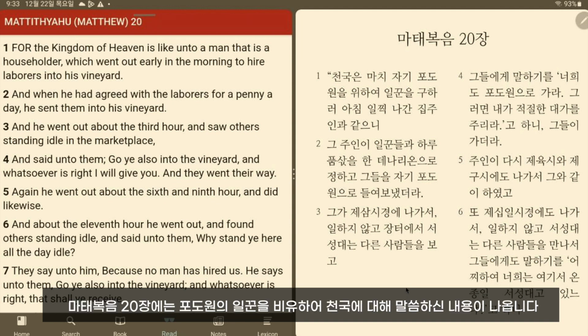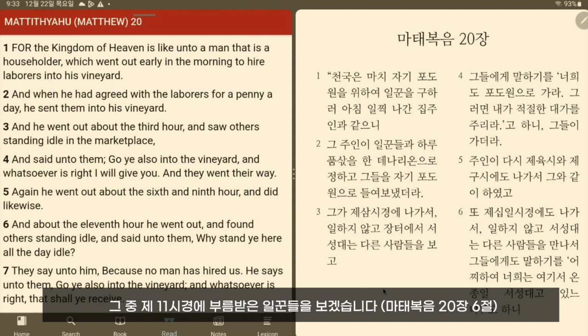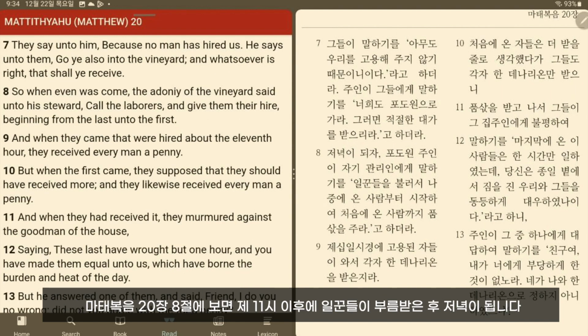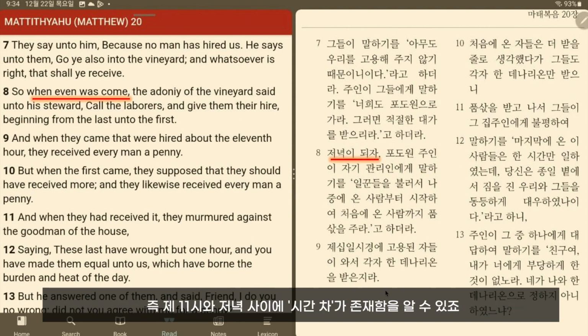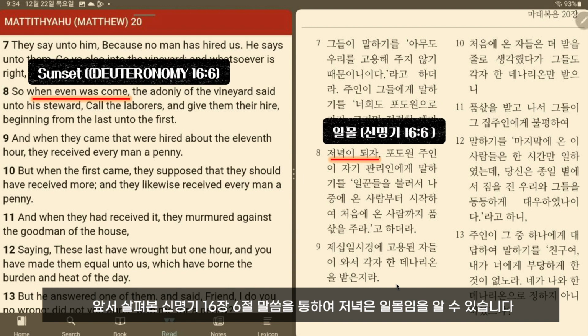In the book of Matthew, there is a well-known parable about the kingdom of Yahuwah that is likened to a vineyard where laborers receive the same payment. And if we look at the laborers who were called about the 11th hour, in verse 8, we see that evening was come. So we know there is a time gap between the 11th hour and the evening. And according to Deuteronomy 16:6, we know evening equals sunset.